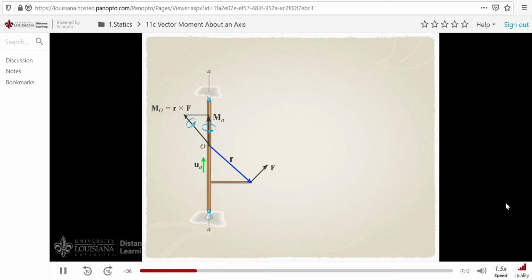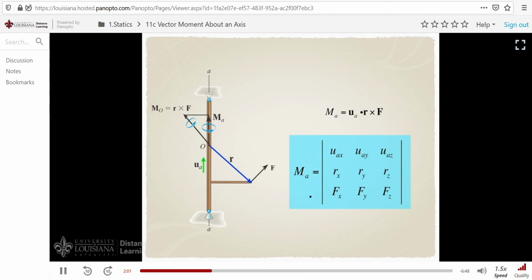I can write these two operations in one single equation. And it's called the triple product because it involves the vector multiplication of the unit vector that defines the axis, the position vector that goes from a point on the axis to any point on the line of action of the force, and of course the force vector. Now in order to apply this equation though, if you expand it out, you can set it up as a determinant. And this is what you would write in place of this.